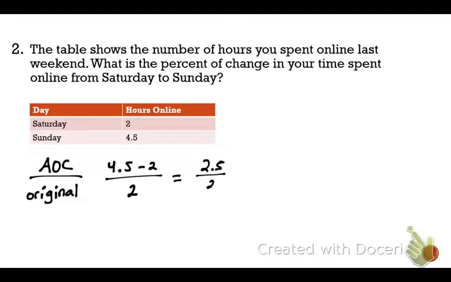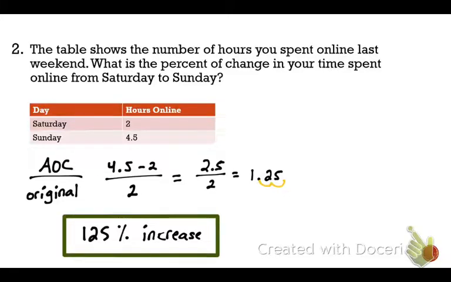We're going to divide that by the original amount. Guys, what's 2.5 divided by 2? 1.25. What should I do with my decimal point to turn that into a percent? 2 times to the right. What's the answer? 125% increase. Okay, very good, because you increased in the amount of time that you spent online from Saturday to Sunday.